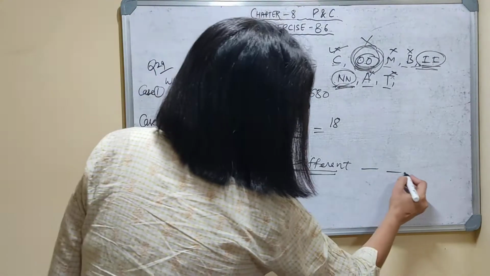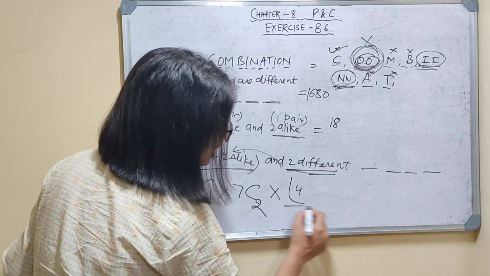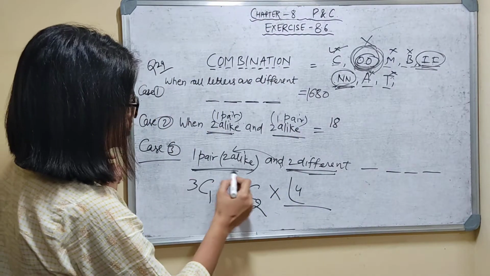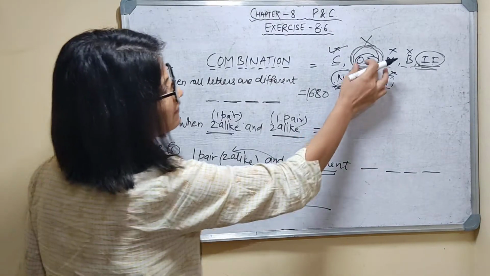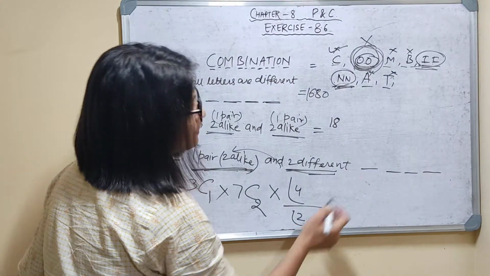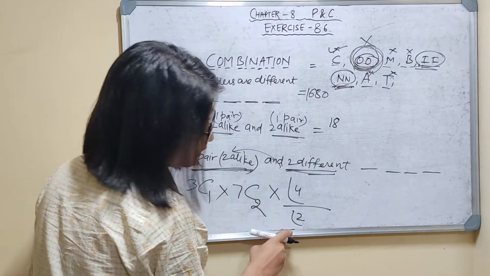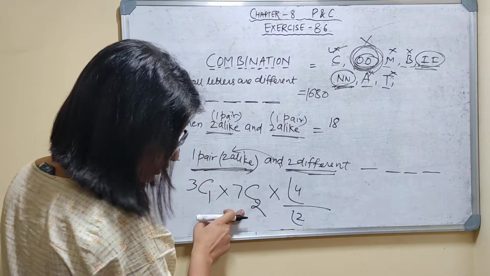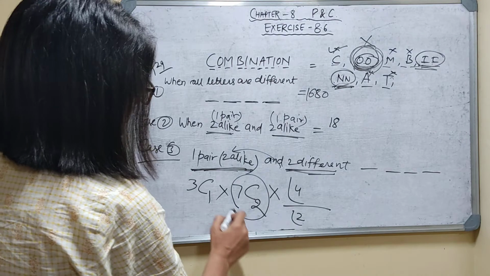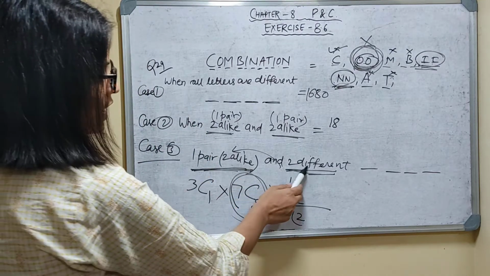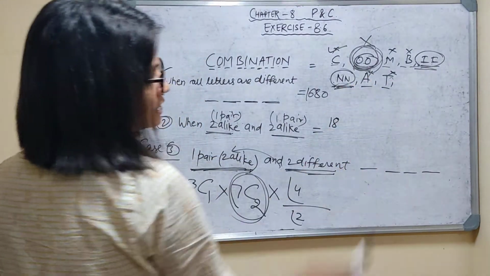Same here also, 4 places are there. You have to make a 4 letter word, so permutation of 4 letters. And you know here only 2 are alike, so only once. Like if I am taking O, then factorial 2. If I am taking I, then also factorial 2. If I am taking N, then also factorial 2. So 3C1 into 7C2 into factorial 4 upon factorial 2. Why am I taking here 7C2? Is it clear? Because the 2 letters you have to take different, so you can't include this one.